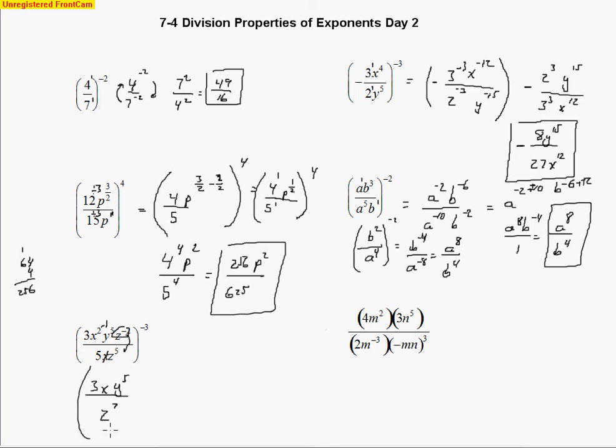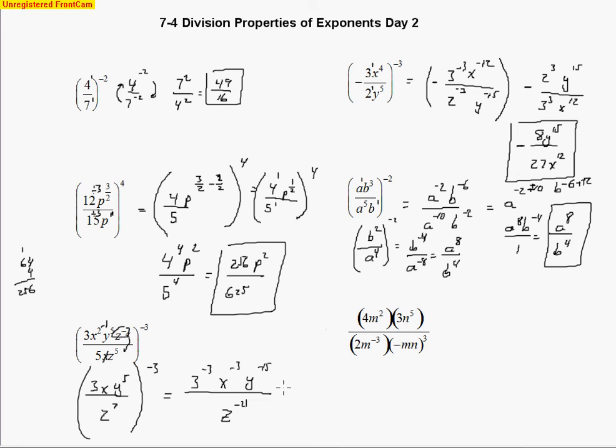So now I'm going to bring everything to the negative 3rd power. So I'll go ahead and multiply out the exponents, so 3 to the negative 3rd, x to the negative 3rd, y to the negative 15th. Down below, we have a z to the negative 21st.